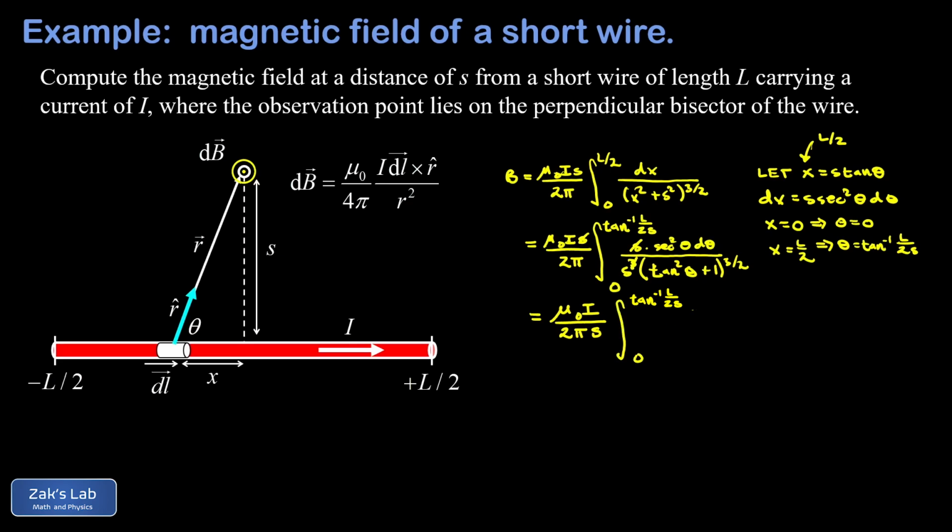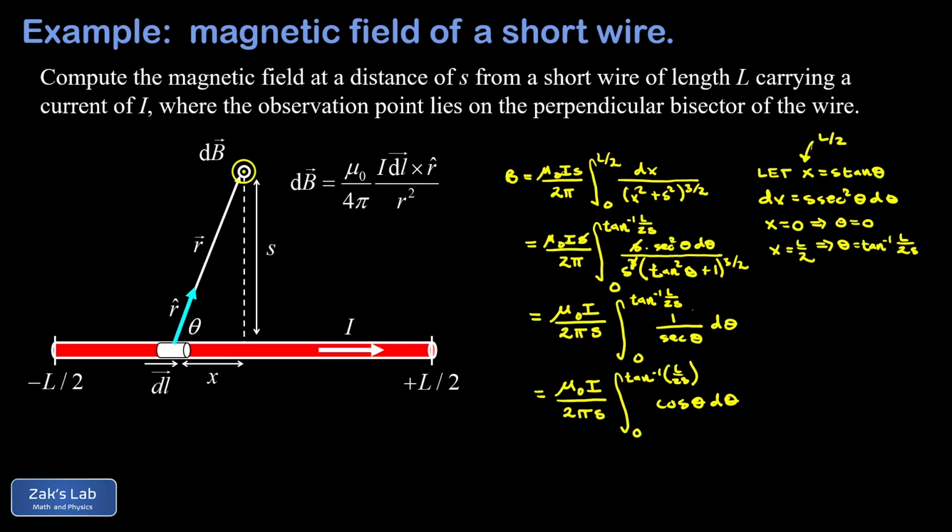And then let's think about our trig identity. So tangent squared plus 1 is actually secant squared. If I raise that to the 3/2 power, then I square root it and cube the result, and I get secant cubed. So then 2 factors of secant are going to cancel, leaving me with a 1 over secant theta in this integral. So things are starting to get really simple now. And then we remember that the secant is the reciprocal of the cosine. So now I just have the integral of cosine theta d theta, integrated from 0 to the inverse tangent of L over 2s.